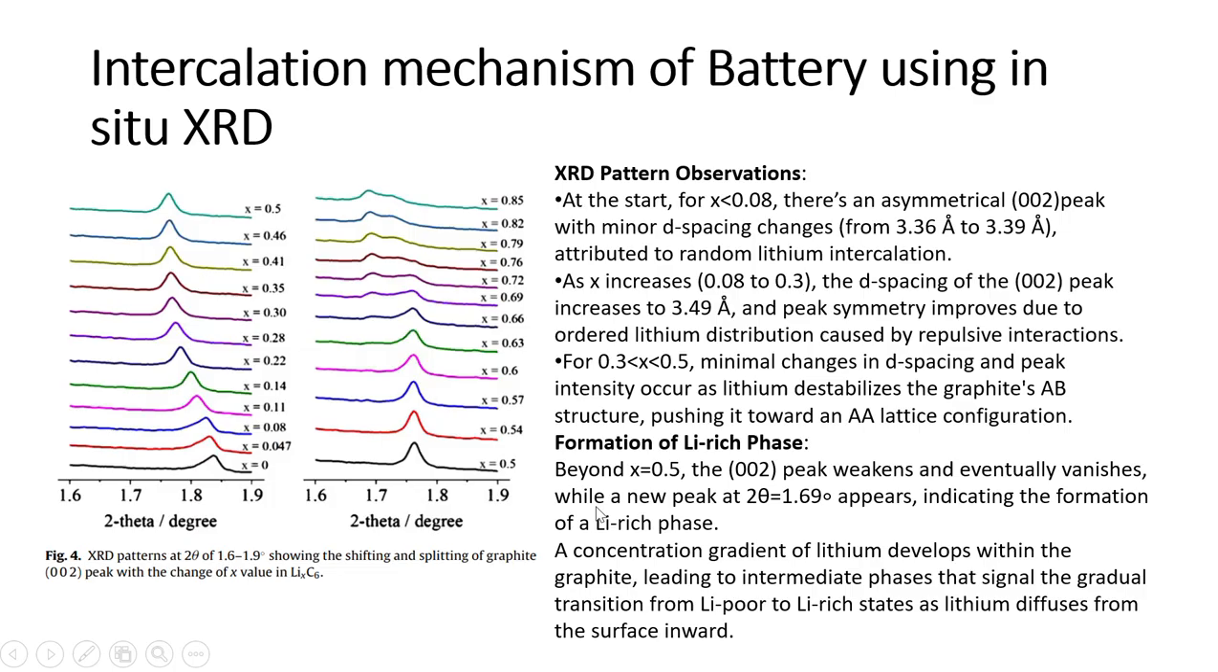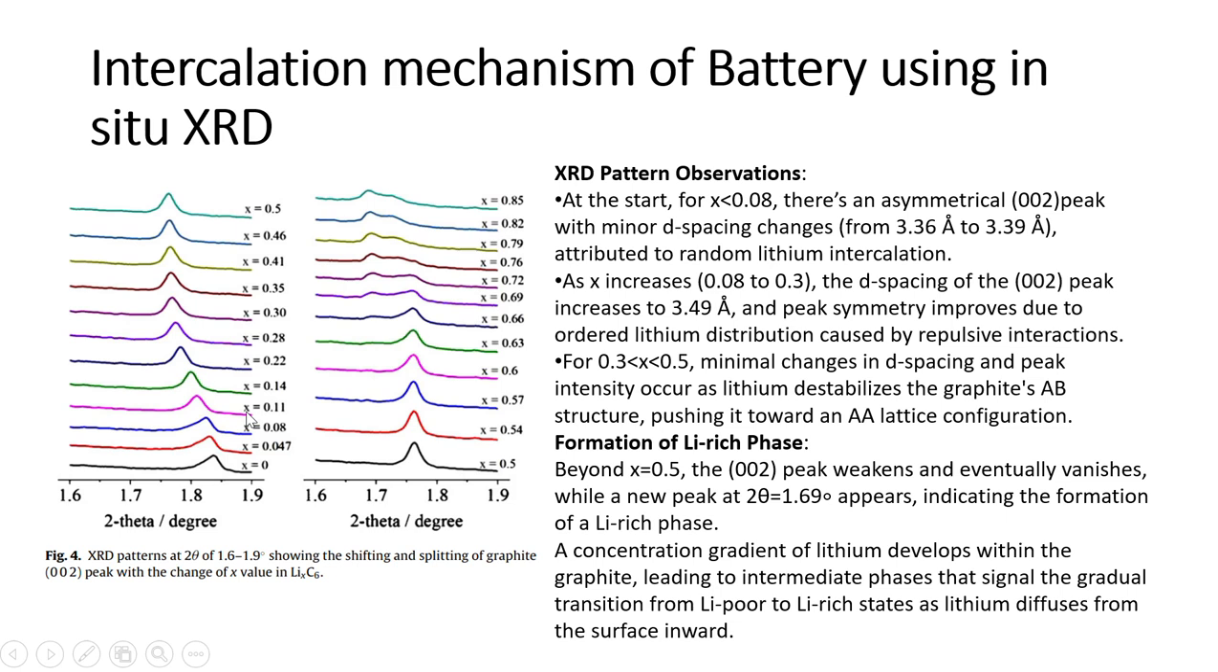Another application is the intercalation mechanism of a battery using in situ XRD. Here, in the XRD pattern of 2 theta from 1.6 to 1.9 degrees, we see the shifting and splitting of the graphite 002 peak with the change of x values in LixC6. The observations start from x equal to 0 to 0.08. There is an asymmetrical 002 peak with minor spacing changes from 3.36 angstrom to 3.39 angstrom. This is attributed to random lithium intercalation.